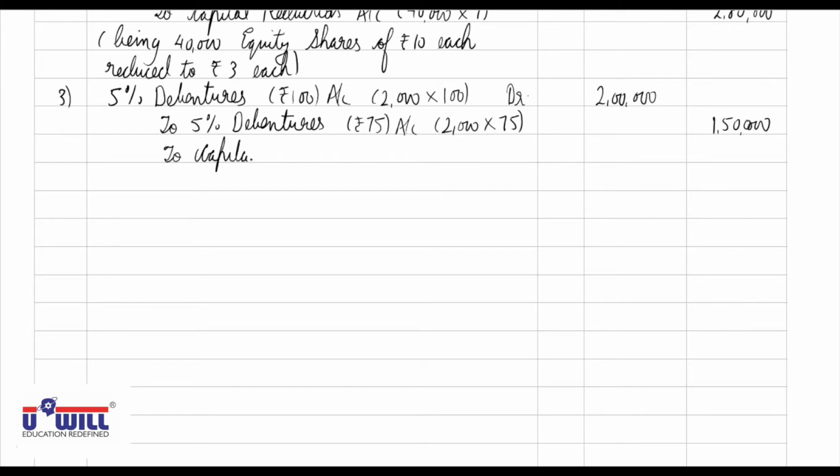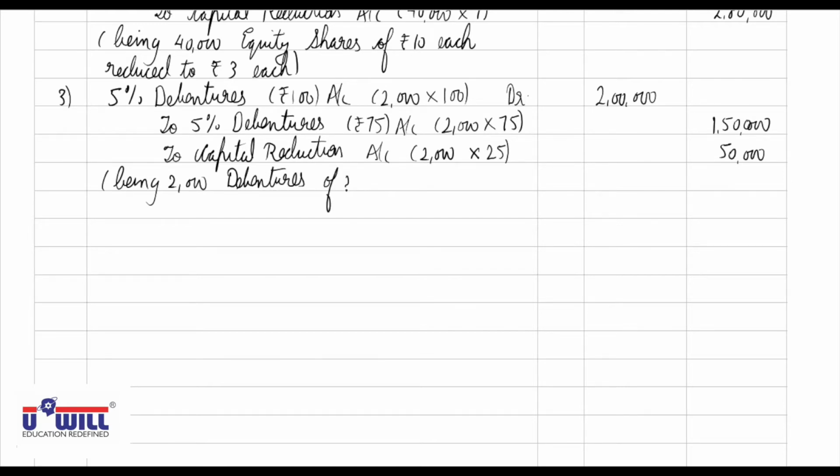So to capital reduction account (2,000 into 25), 50,000, being 2,000 debentures of rupees 100 each reduced to rupees 75.